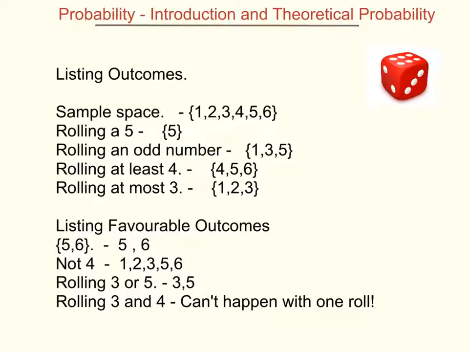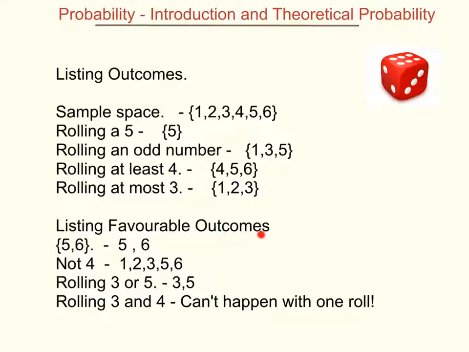If I roll an odd number, I need to list 1, 3 and 5 because they're odd numbers. If I'm rolling at least 4, that means I need 4, 5 and 6. At least means to include the 4 as well. Rolling at most 3 means I need to have 1, 2 and 3. I need to include 3 as well.